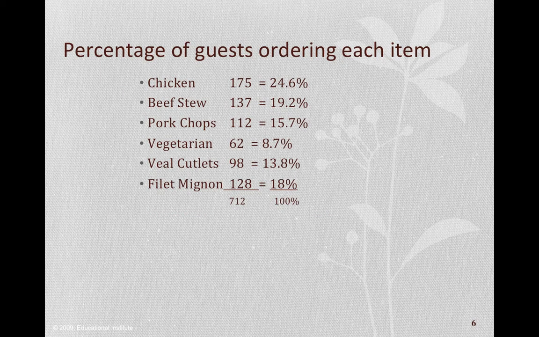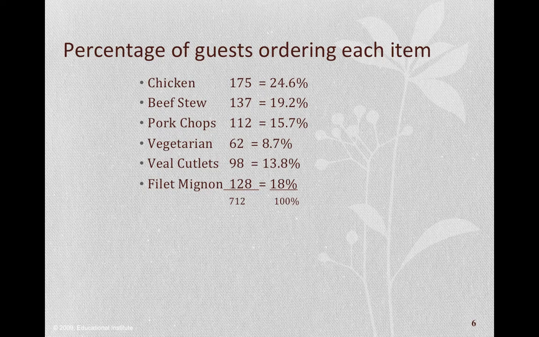All right, the percentage of guests ordering chicken would have been 24.6%. The percentage ordering beef were 19.2%, and so on. You see how we got this? We added all of the total items that were ordered, 175 plus 137 plus 112 plus 62 plus 98 plus 128, for a total of 712 items. To calculate the amount of chicken ordered, we divide 175 divided by 712, and we should get 24.6%.